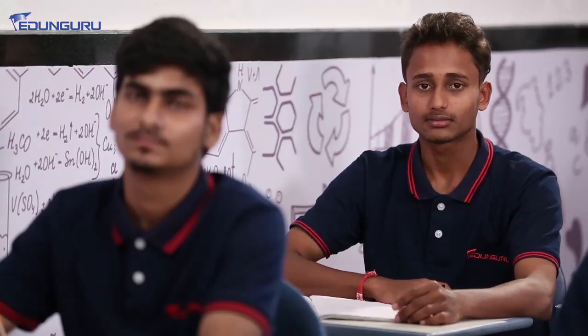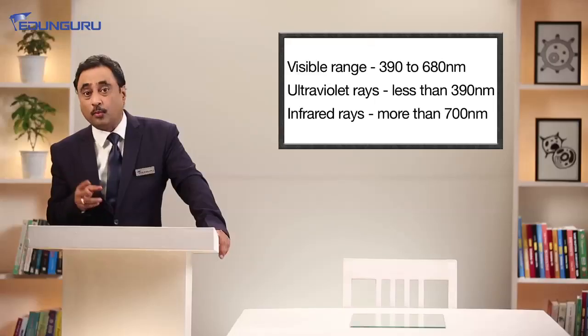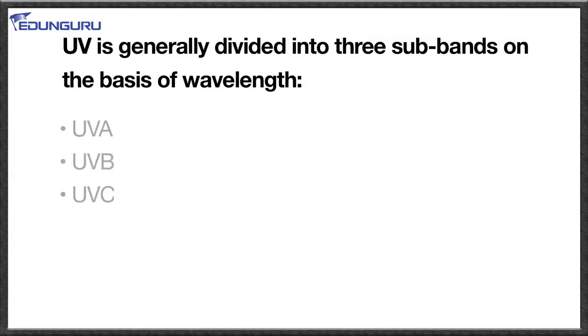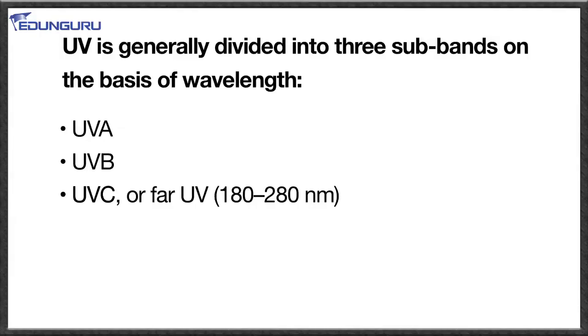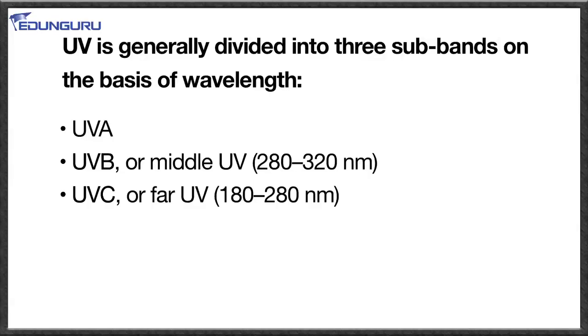But beyond that, there is also some electromagnetic radiation. That radiation can be visualized in the form of UV rays, that is ultraviolet rays, having a wavelength less than 390 nanometer, and some in which the wavelength is more than 700, what we call infrared rays. If you talk about the UV radiations first, there are three categories: UVA, UVB, and UVC. All these radiations are categorized on the basis of different wavelengths. For instance, UVC ranges from 180 nanometer to 280 nanometer. Similarly, for UVB the range is from 280 to 320 nanometer, and for UVA it is from 320 to 390 nanometer.